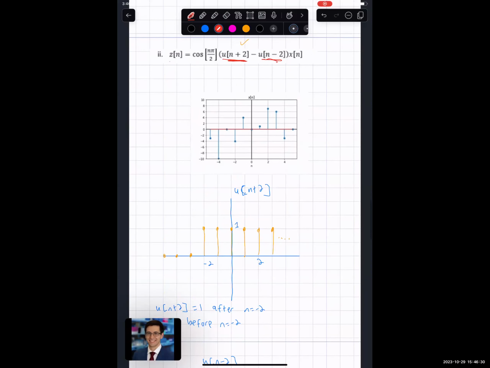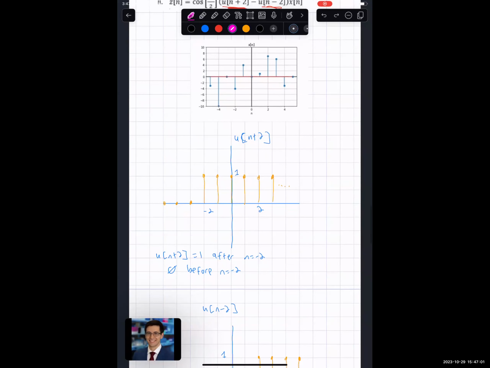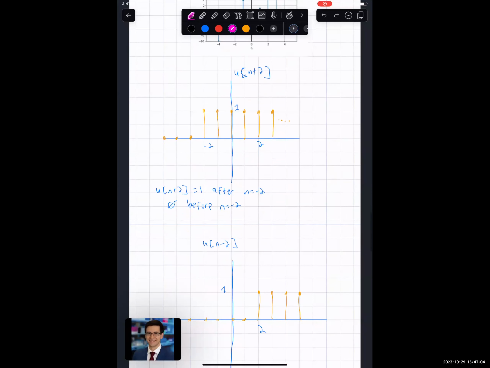So here, we started by just graphing u of n plus 2. u of n looks like it's going to be 1 after 0. Starting at 0, it'll be 1 until infinity, and 0 at all points before that. Okay? Because this is u of n plus 2, we're shifting that whole guy to the left by 2 points. So it's going to start becoming 1 at n equals minus 2, which is why this starts up here. We're shifting that whole guy to the left because it's a plus 2.